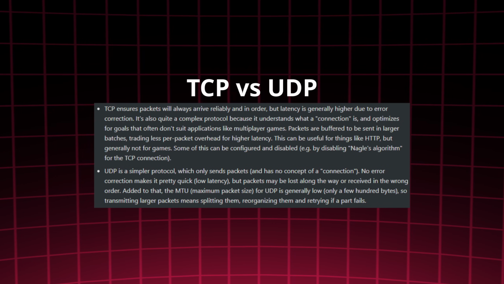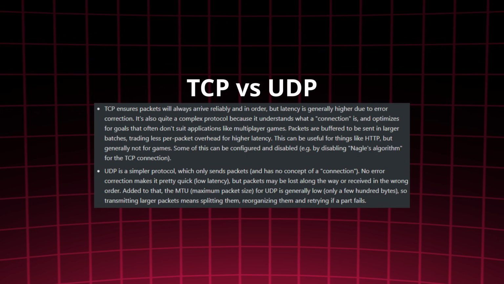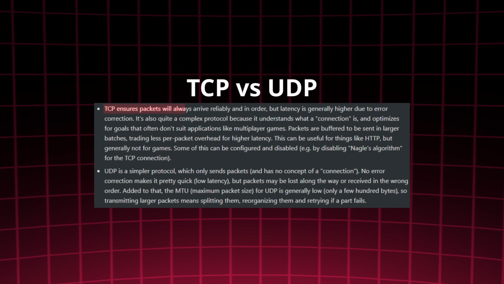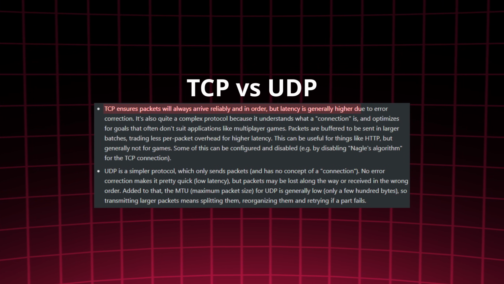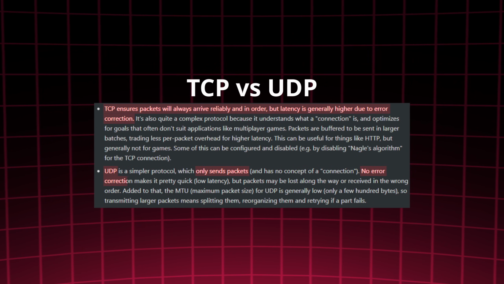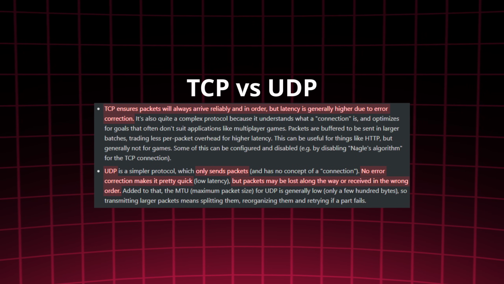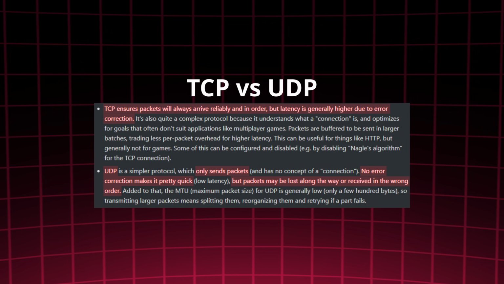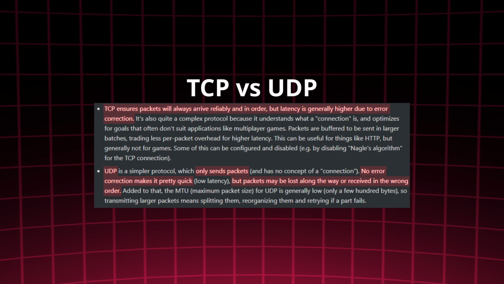You don't have to fully understand the two to make multiplayer games, but it's nice to know some of the key differences. TCP ensures packets will always arrive reliably and in order, but latency is generally higher due to error correction. UDP only sends packets. No error correction makes it pretty quick, but packets may be lost along the way or received in the wrong order. In general, TCP can be thought of as reliable, ordered and slow, UDP as unreliable, unordered and fast.